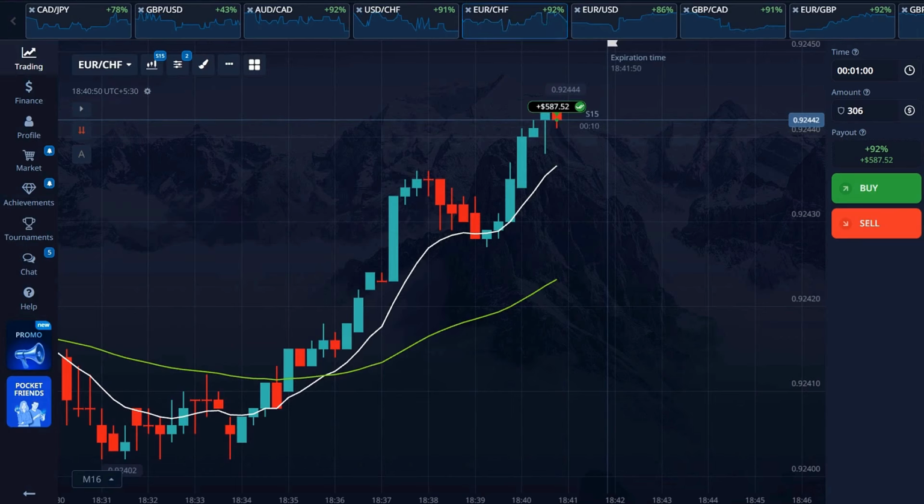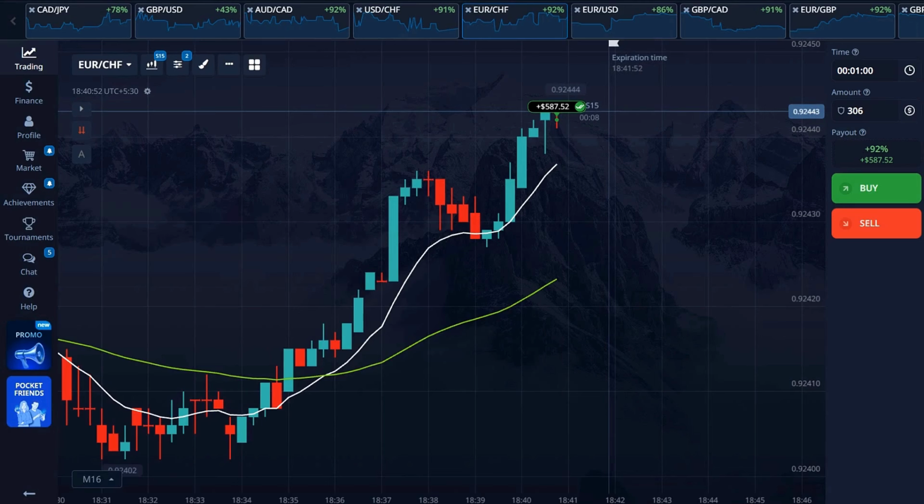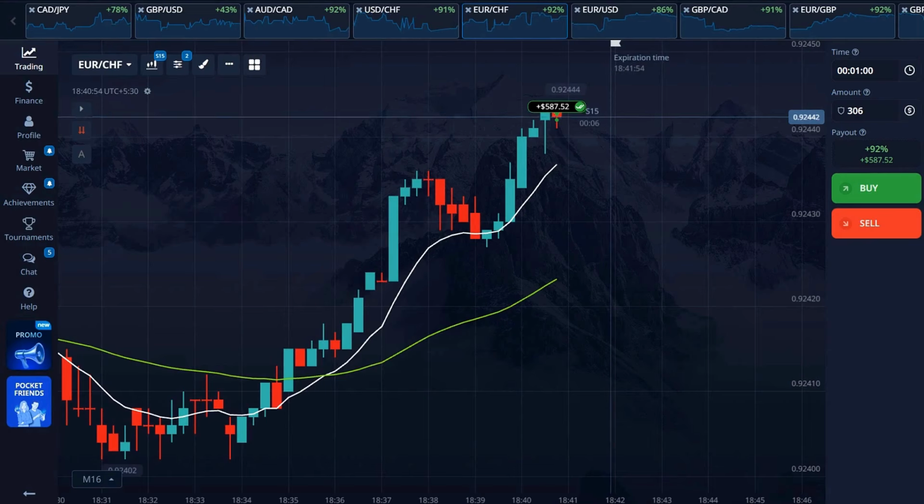Buy only when EMA 10 is above EMA 50. Price pulls back for the first time to EMA 10. The pullback candle touches or slightly breaks EMA 10. The next candle opens bullish. If all these conditions match, enter a buy with 1 minute expiry.